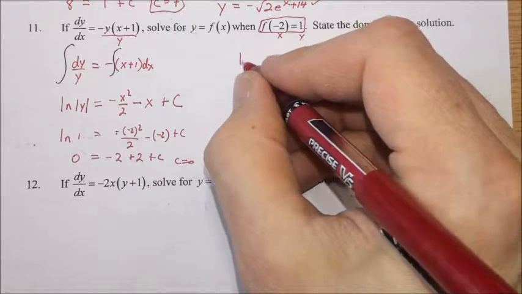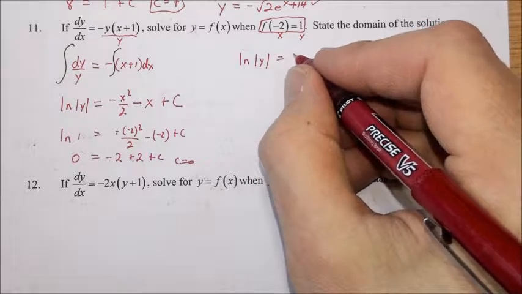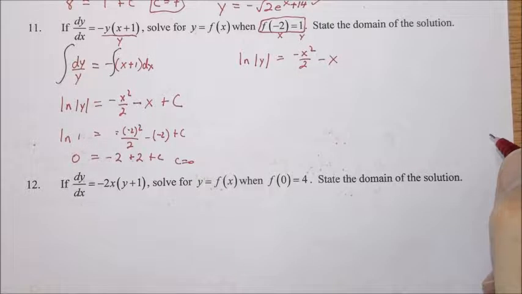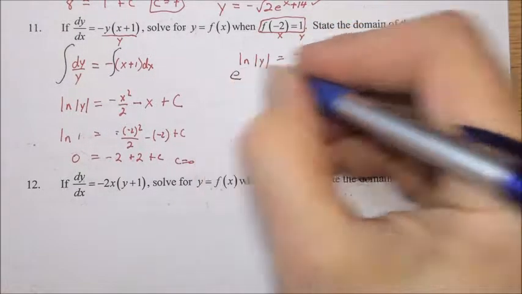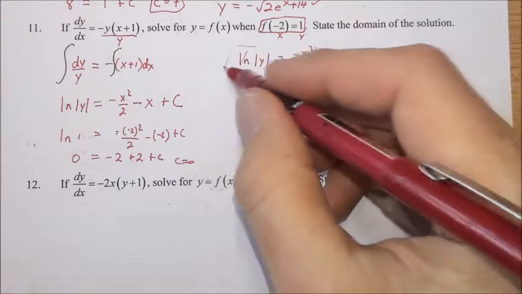What does that mean? It means the natural log of the absolute value of y is equal to the opposite of x squared over 2 minus x. We have to get y all by itself, so we're going to raise each of the sides up into the exponent of e. Doing so wipes these two out and brings y down front.